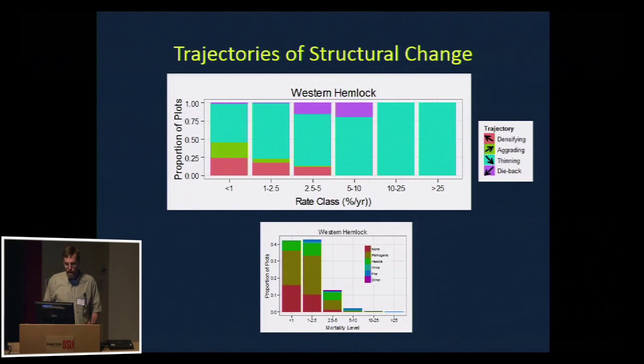And so if we go back and look again at the mortality distributions, what I have here is rate class across the bottom, and then proportion of plots on top.